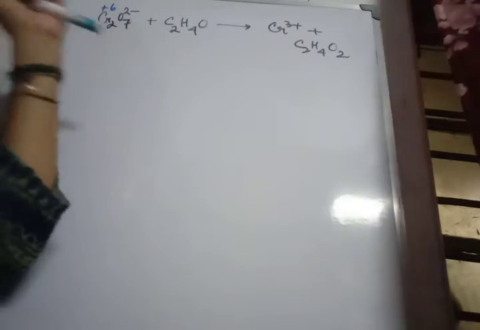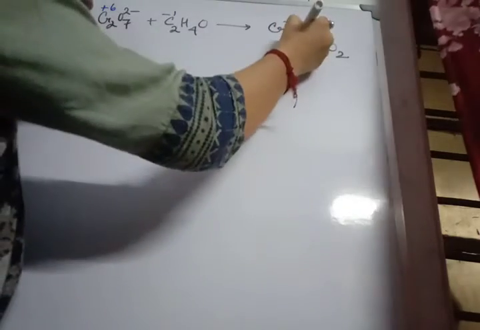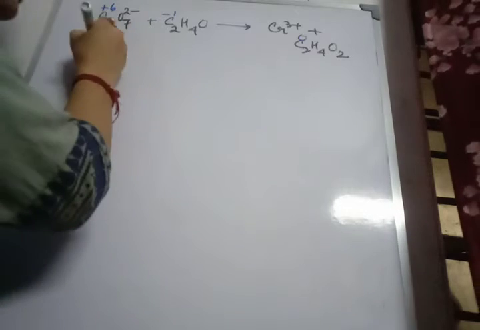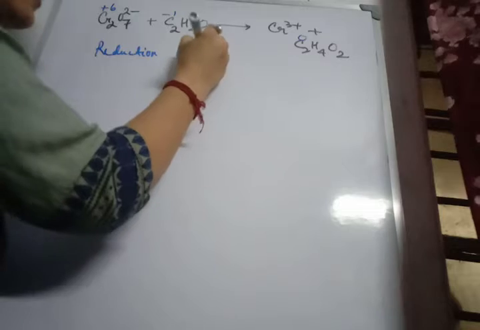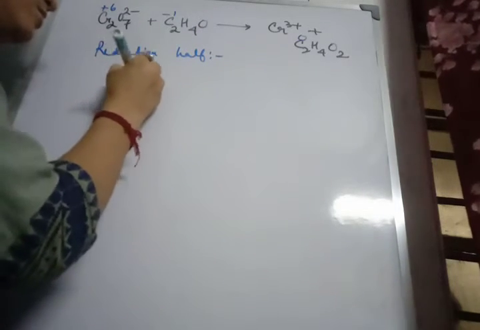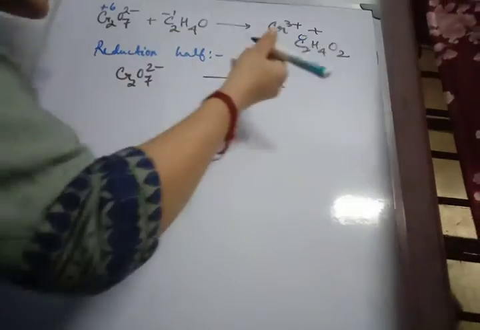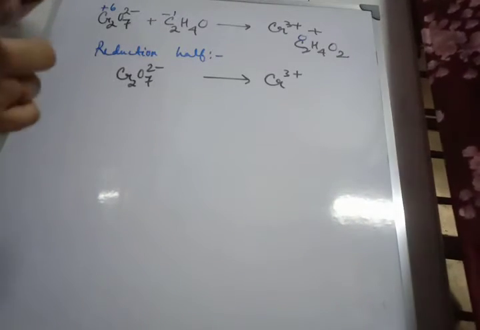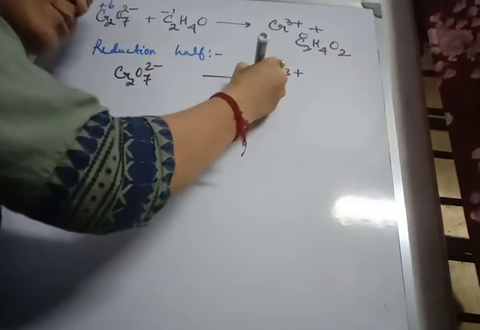And in case of carbon, it is -1 on the left hand side and 0 on the right hand side. So this will be the oxidation half reaction. Okay. So reduction half: first of all, we are going to balance the reduction half reaction. First step, we have to balance the equation atom wise except hydrogen and oxygen atoms. Left hand side we have 2 chromium, so right hand side there must also be 2 chromium.